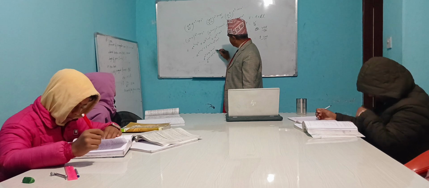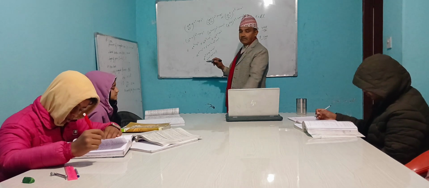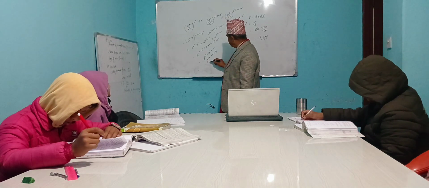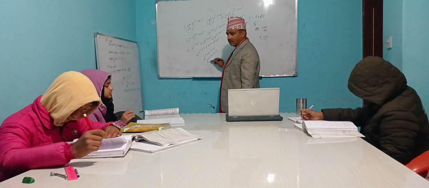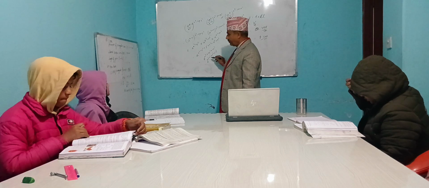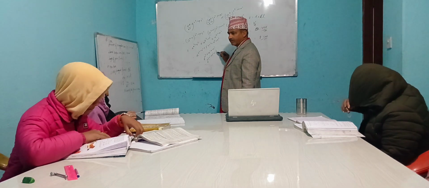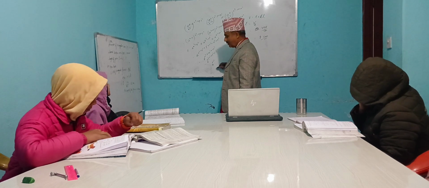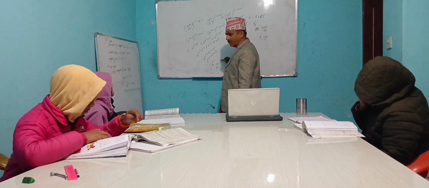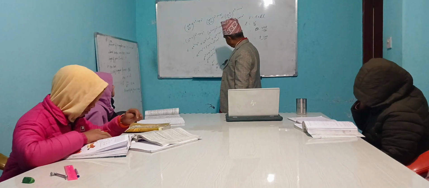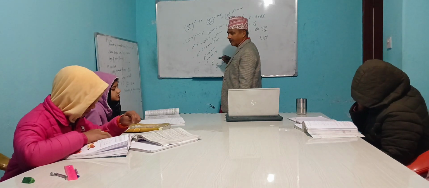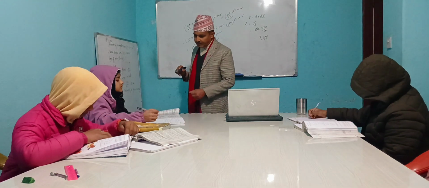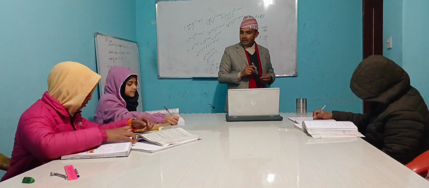Now we will show the relation. What is given there? x cube plus y cube plus z cube is equal to 1. So 2 power 1. How will it come? Okay. Good.